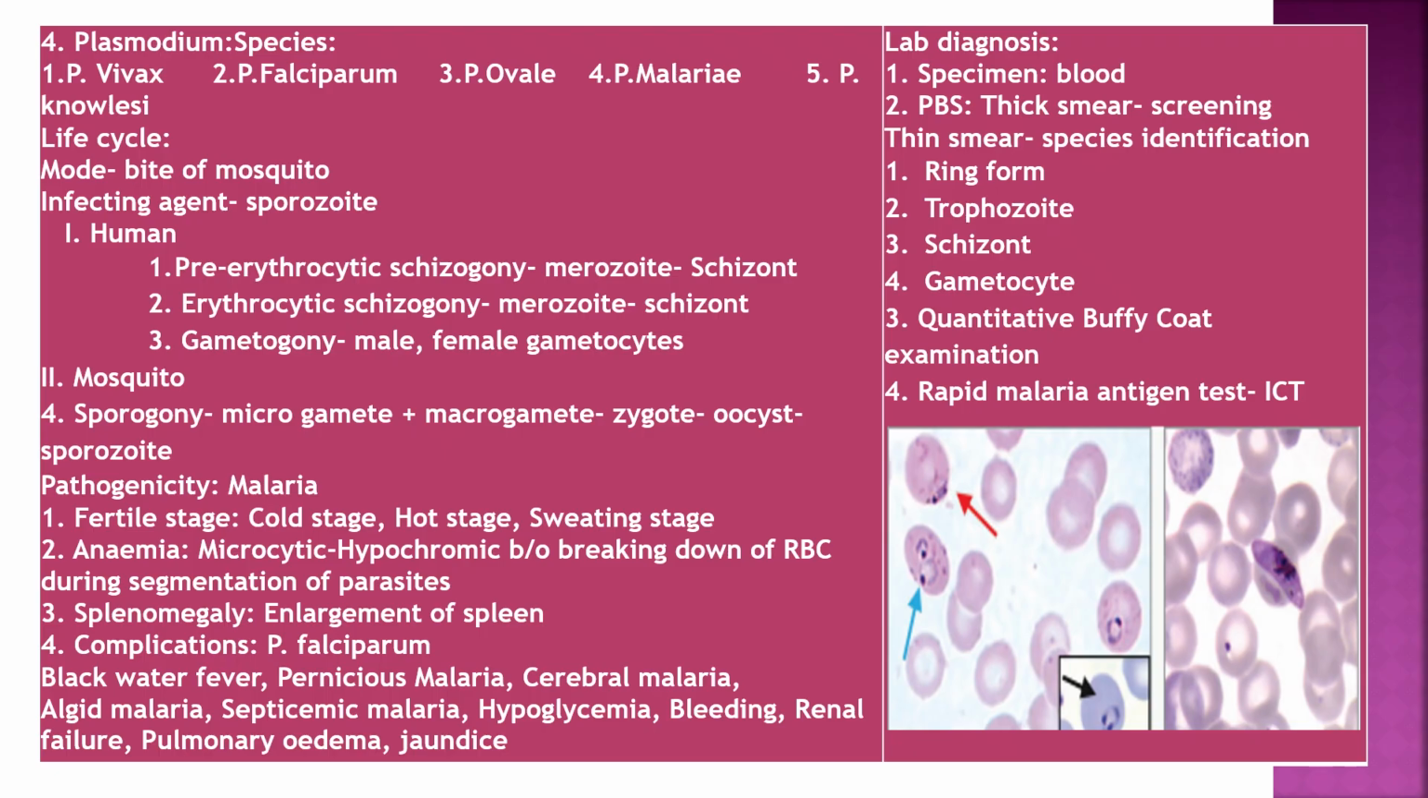Lab diagnosis: specimen blood, PBS; thick smear for screening, thin smear for species identification. Morphological forms: ring form, trophozoite, schizont, gametocytes, four forms seen in P. vivax, and ring form and gametocyte form seen in P. falciparum. Quantitative buffy coat examination, rapid malaria antigen test.